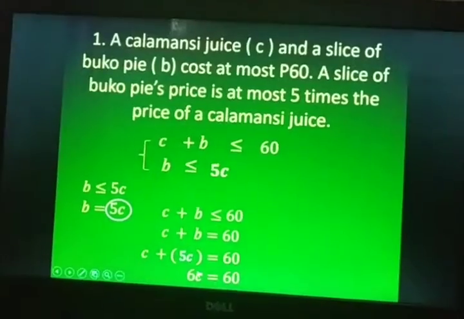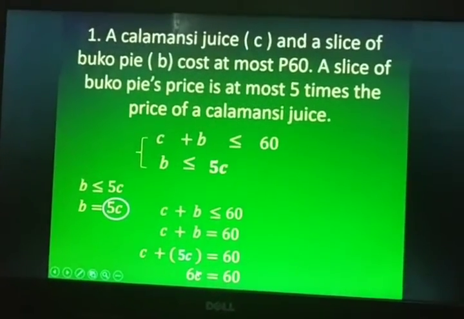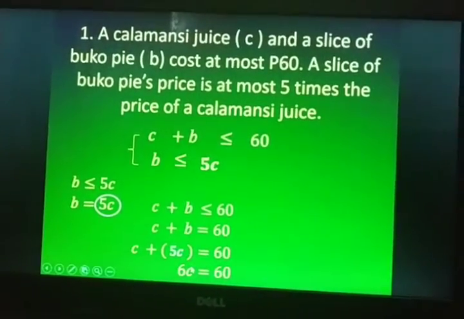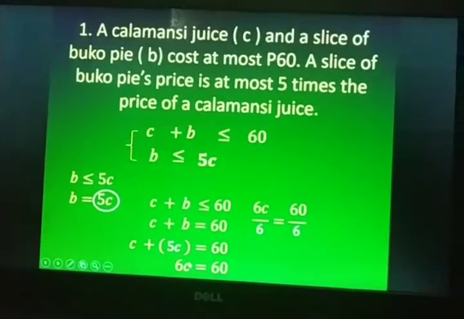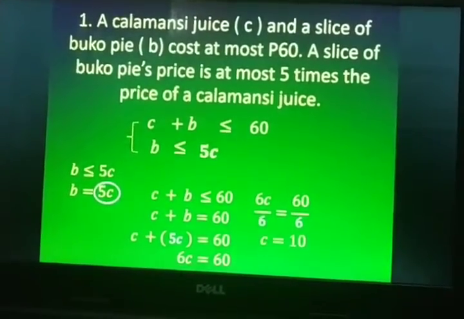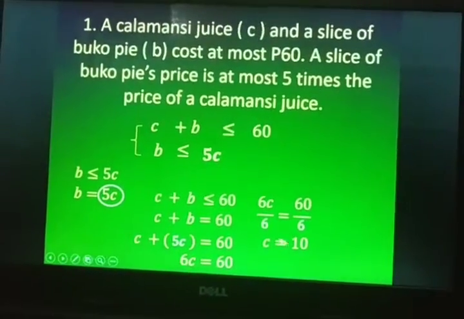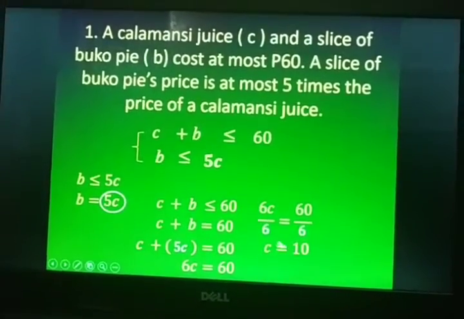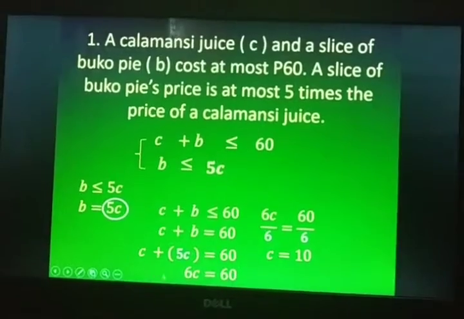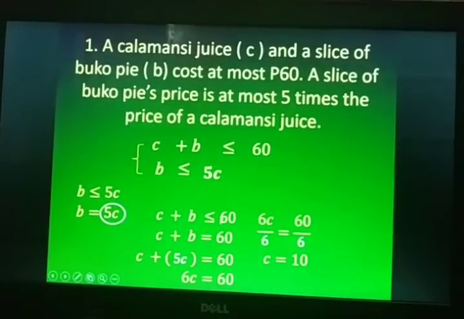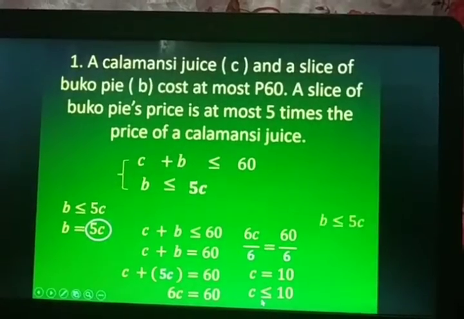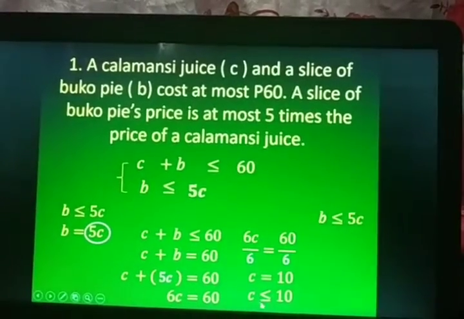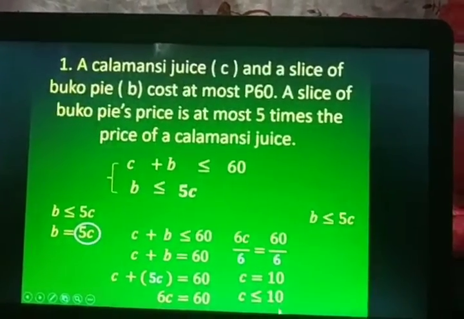And so, we wanted to know the cost of calamansi juice. So, we'll divide both sides by 6. There. And C is equal to 10. Don't forget to change the equal sign. It doesn't mean that it is exactly 10. We'll go back to the original sign, less than or equal to, which means calamansi is less than or equal to 10.